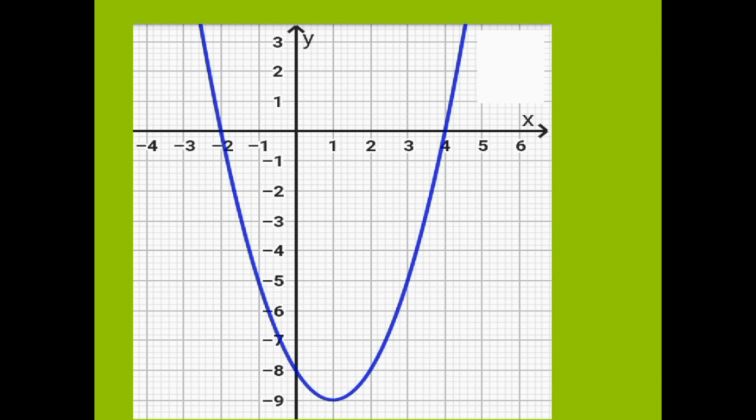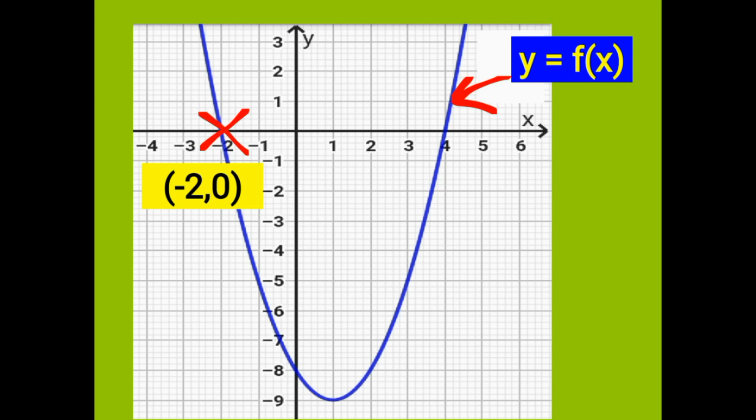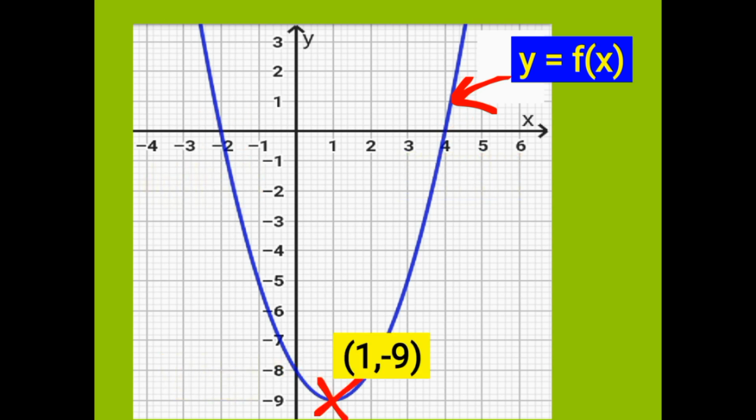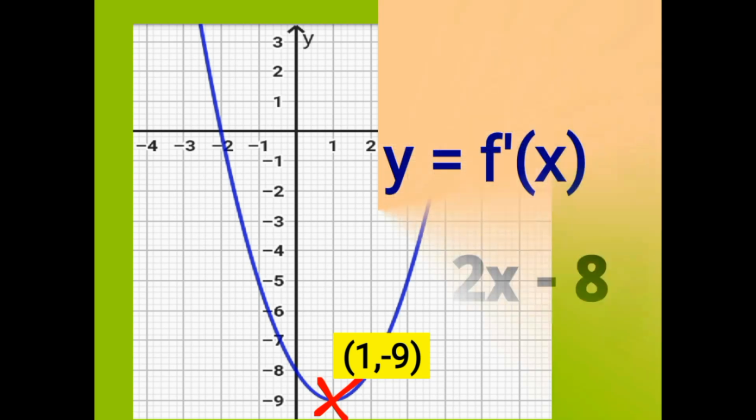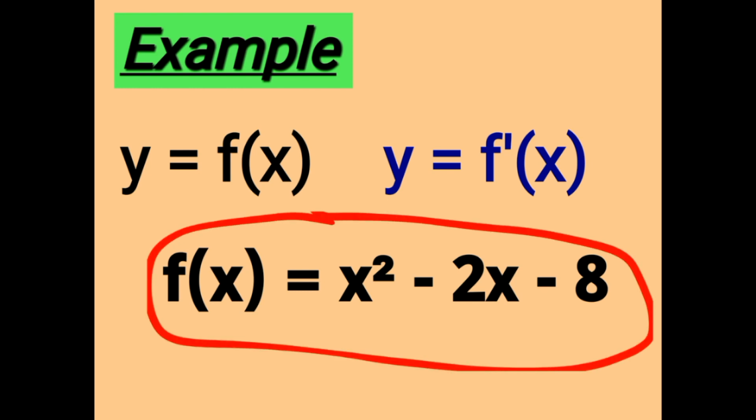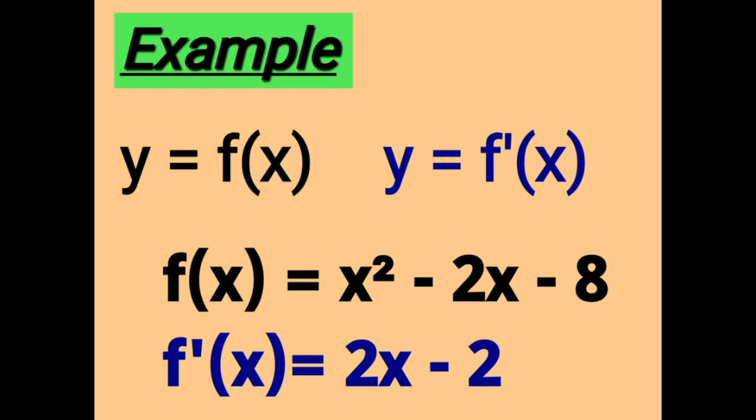I won't go further into details about sketching graphs as I've already covered it in my previous Geomaths videos. Now, as you can see, the graph of y equals f(x) crosses the x-axis at the coordinates minus 2, 0 and 4, 0 and the y-axis at 0, minus 8. So, the graph y equals f(x) has a turning point at 1, minus 9. Now, on the same set of axes, I'll sketch the graph of y equals f dash x. Since I've already differentiated x squared minus 2x minus 8 in the previous video, I won't go further into detail here. So, when f(x) equals x squared minus 2x minus 8, the derivative f dash x equals 2x minus 2.